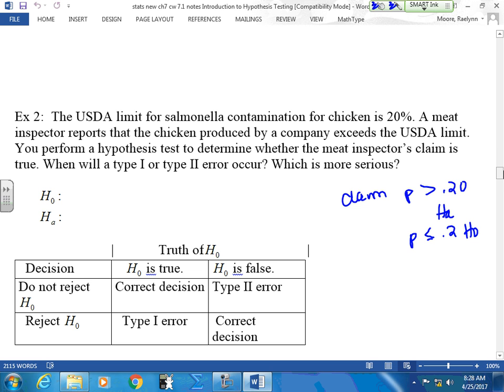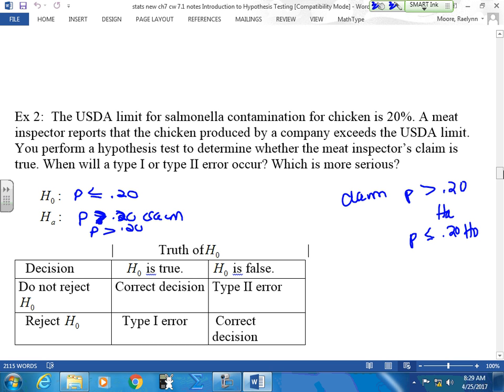Okay, so let's see how this works. Here's my statement. Here's my H0. Oops, just greater than. This is my claim. This is what the meat inspector is telling me. Now, I can only test the H0. So follow this chart. I know it's tough. I know it's not exactly exciting, but let's just follow it through. I test H0. H0 is this guy. I have less than 20%.